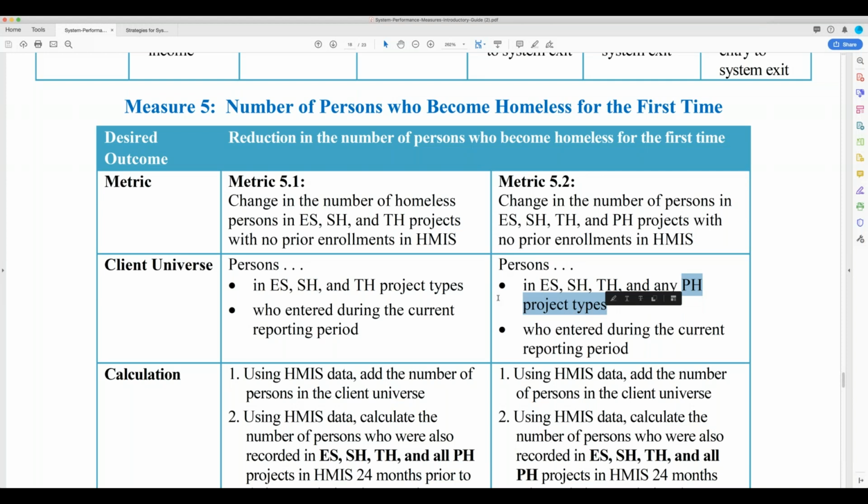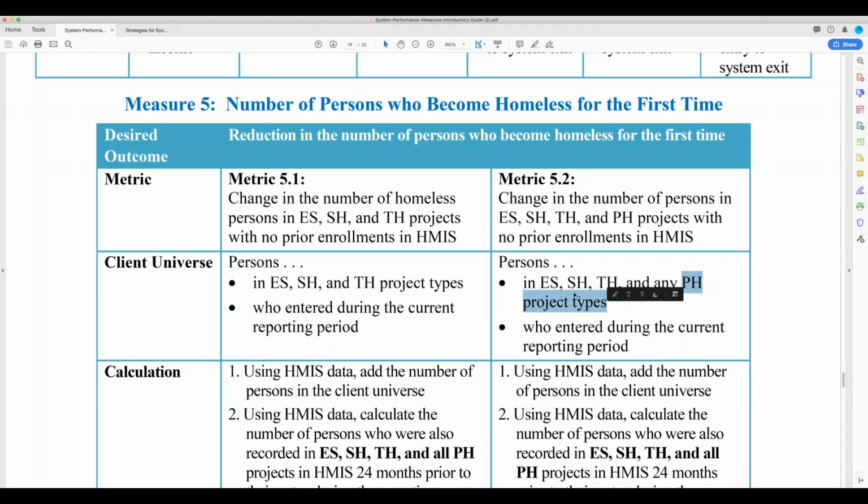So how weird is that? You have this whole HMIS system that has these homeless programs like emergency shelter, safe haven, and transitional housing, but the first time this person is recognized as homeless is when they enter a permanent supportive housing project, because our domestic violence partners, our victim service providers, are not able to enter into HMIS.